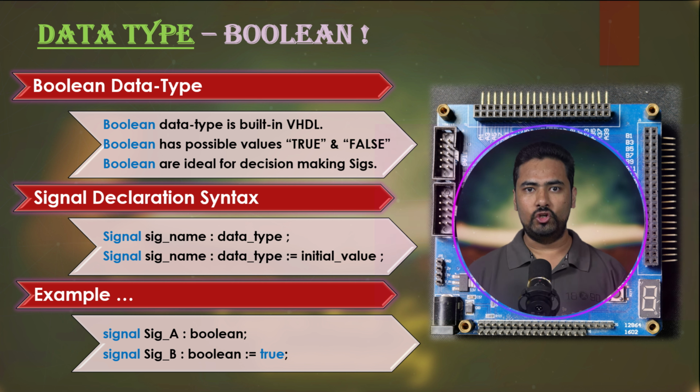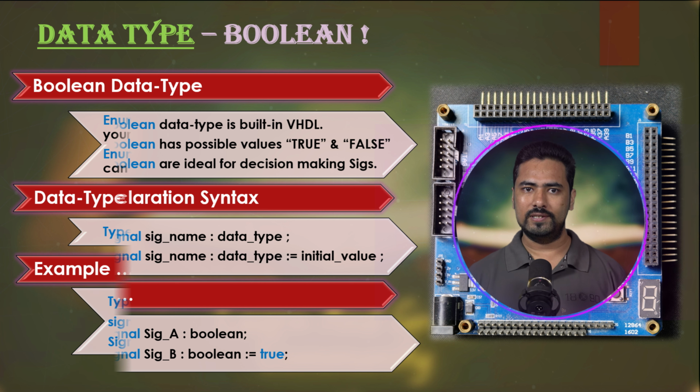Now second is declaration with initialization. The syntax is signal, signal name, colon, boolean, colon equals true or false. For example, signal sig_b : boolean := true; This example will declare a signal named sig_b, which will be assigned an initial value of true. You can also initialize it to false using colon equals false.